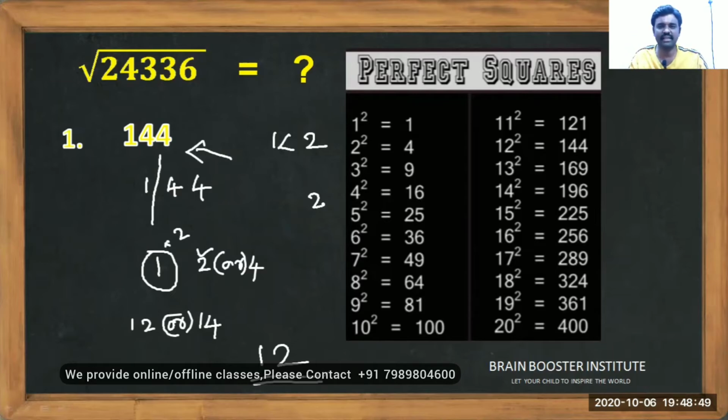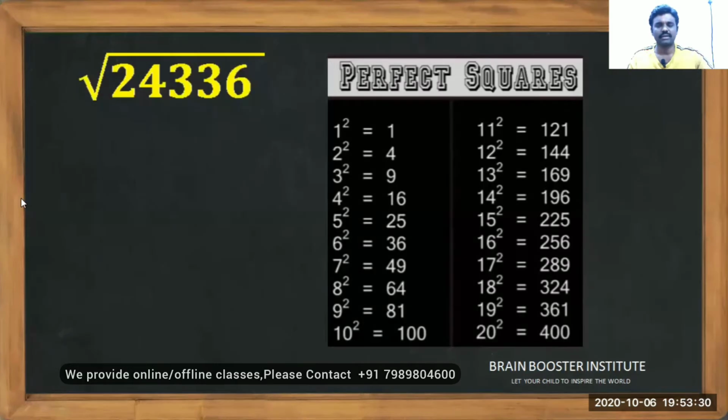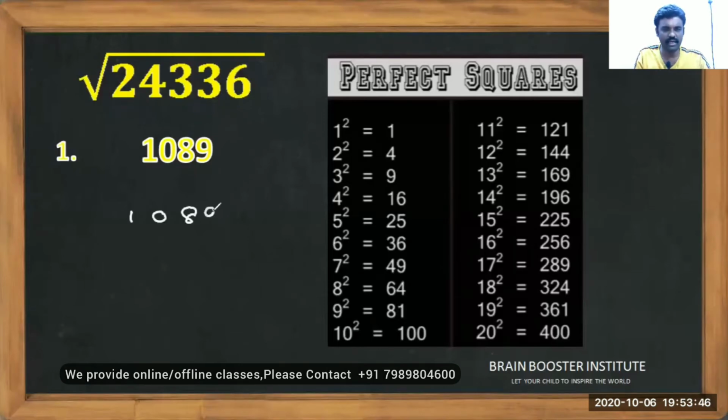Now let's see another problem. Let's take another example. It is 1089. I have just increased the number of digits. As it is, I'm writing 1089. I already told you from the right side we need to divide into two parts. So from the right side, first select two digits and then the next two digits. This is the first step.